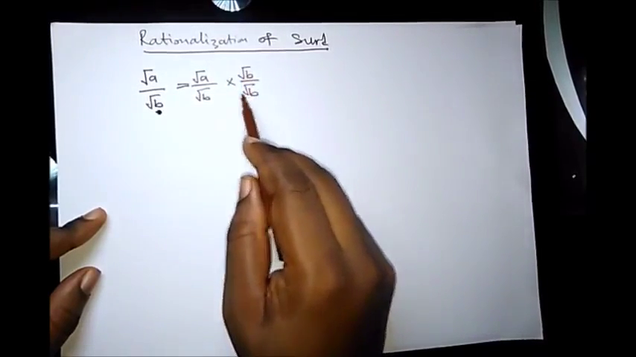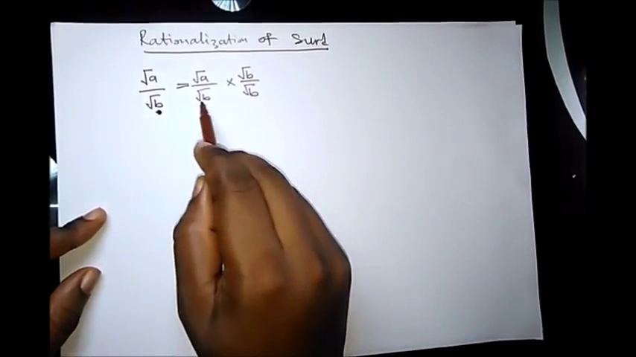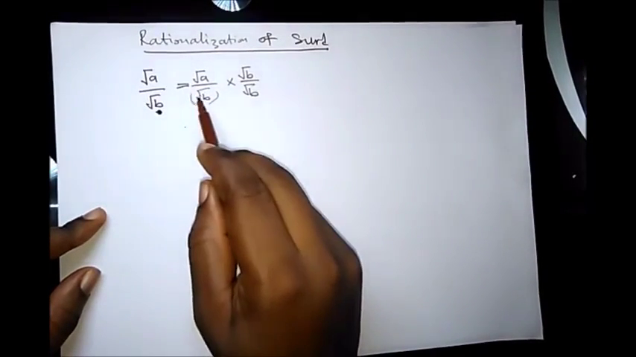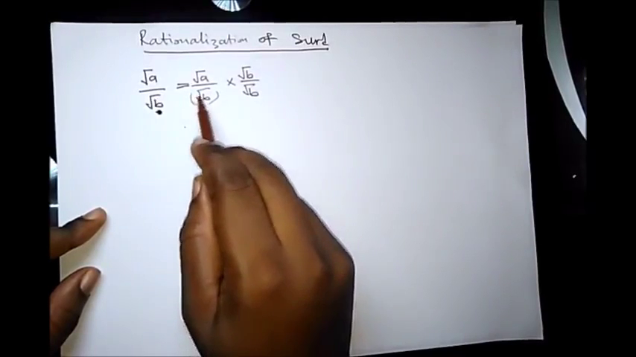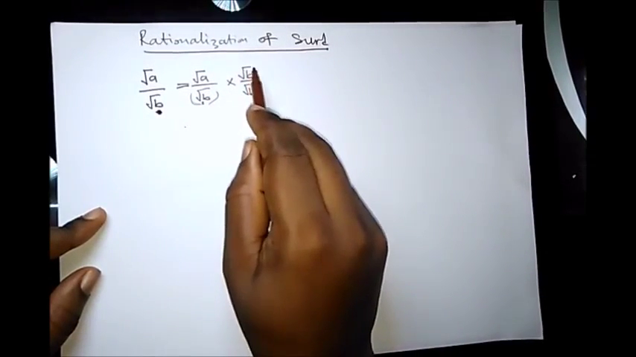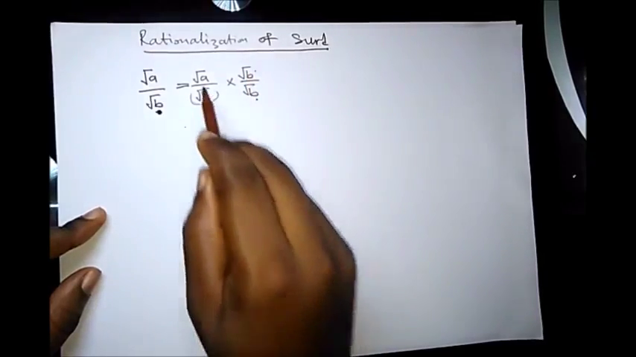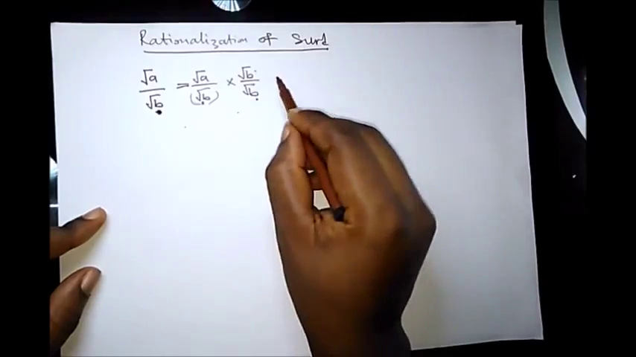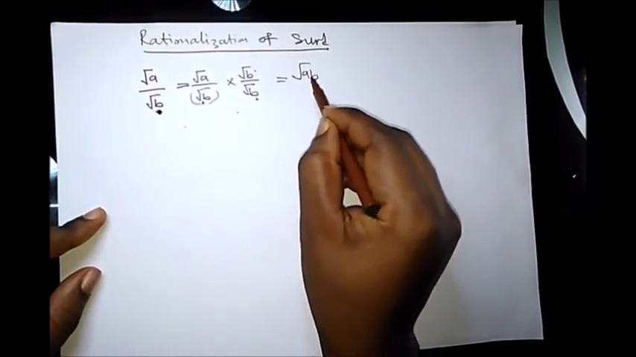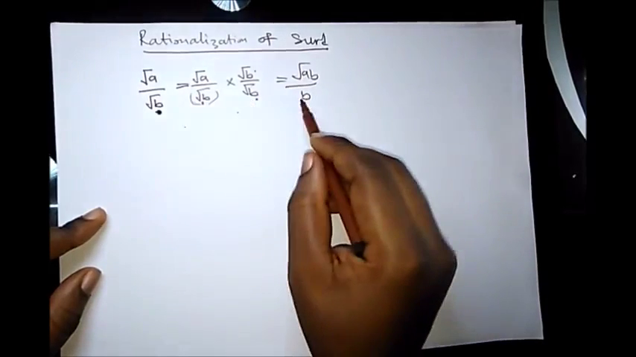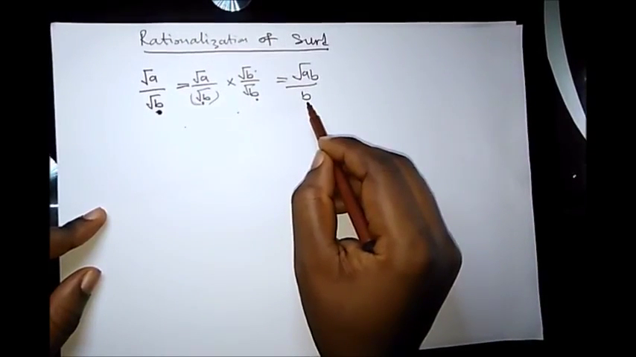Now this is rationalization of surds, where we multiply the numerator and denominator by this, that's the root or the conjugate root to be eliminated. This is the root we want to be eliminated, so we multiply the numerator and denominator of this fraction by root b. So whereby this gives us root ab over b, because a square root multiplying a square root will give us the whole number.